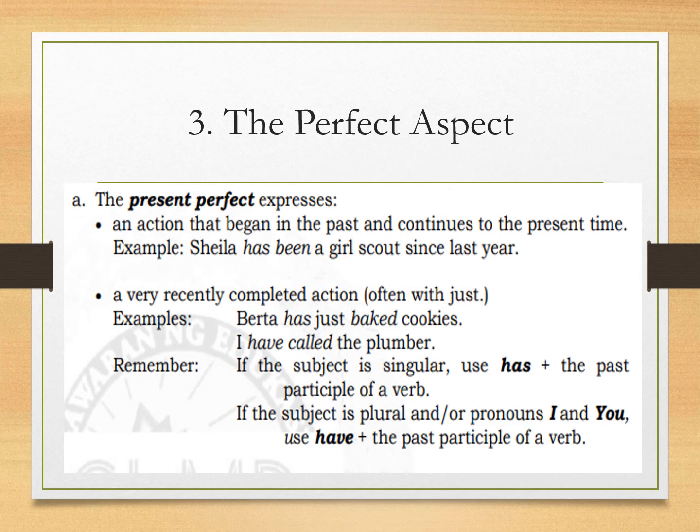For a very recently completed action, we often use just. Examples, Berta had just baked cookies. I have called the plumber. So, if the subject is singular, use has plus the past participle of the verb. And if the subject is plural or pronouns I and you, remember to use have plus the past participle of the verb.